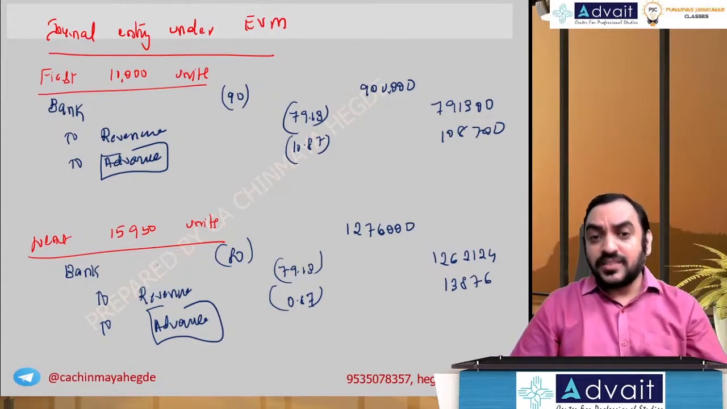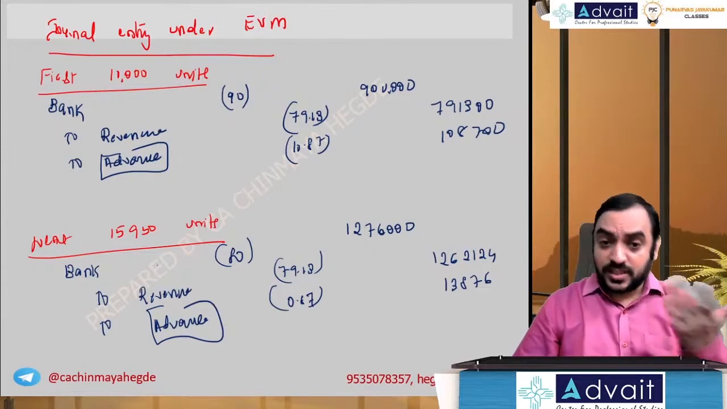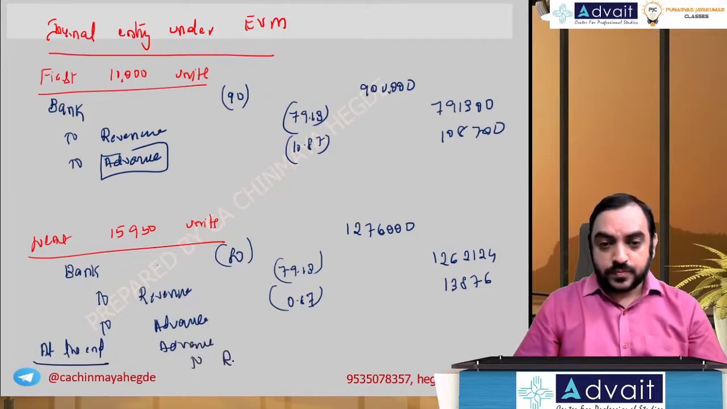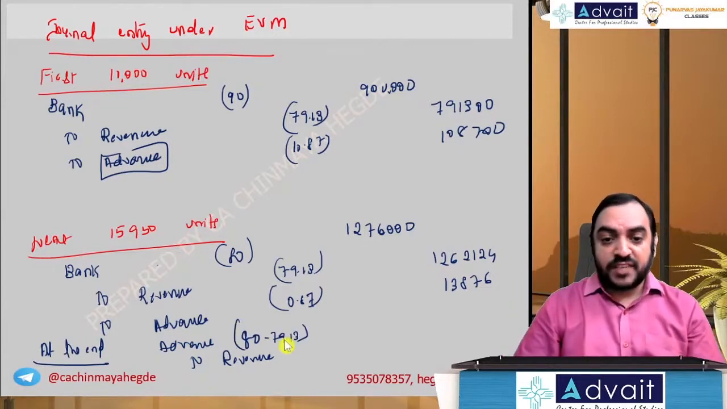And what about the balance amount? Balance amount is going to be given back to the customer if you have any. So at the end of the year, entry is going to be advance account debit to revenue. We can recognize revenue of 80 rupees, but we have recognized only 79.13 multiplied by total 25,950.